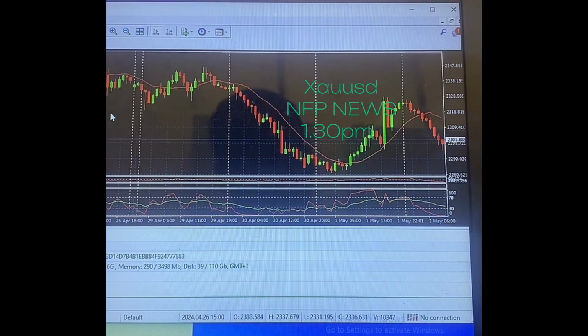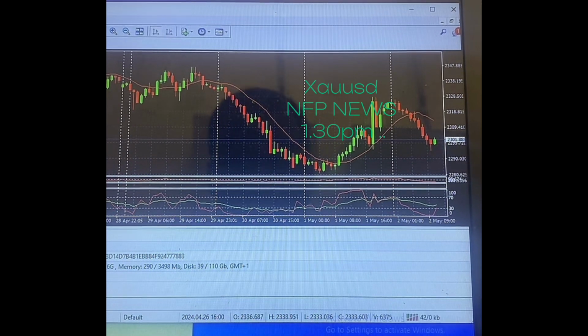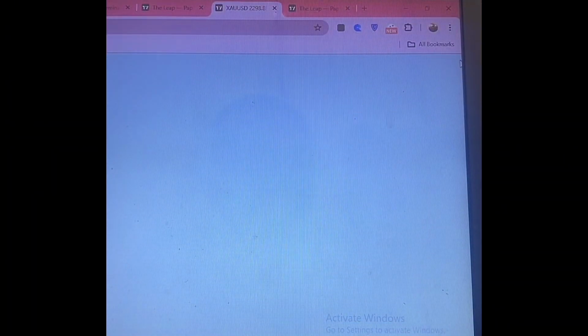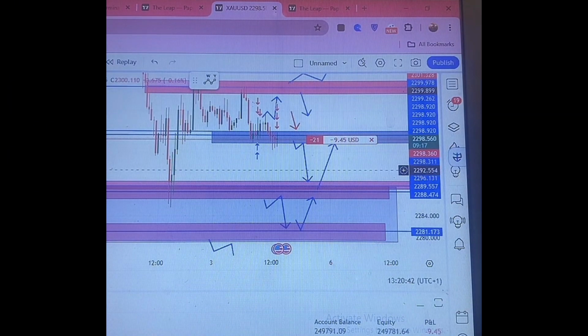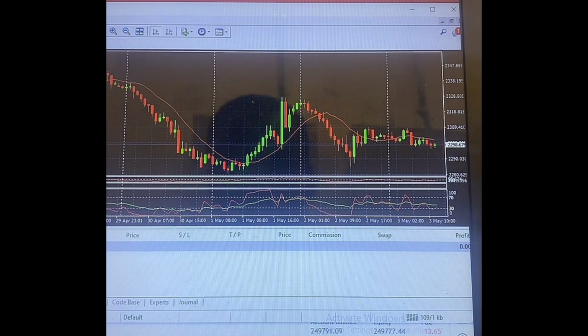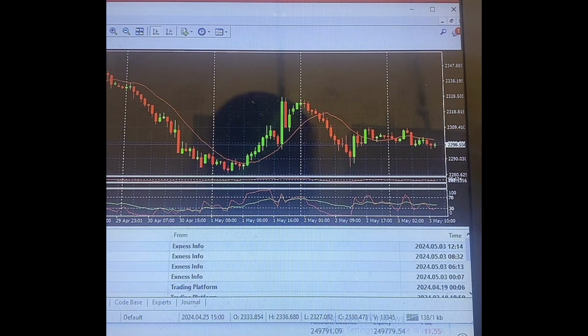So today we want to trade gold USD. I've already drawn some of my analysis and patterns for this trade. Currently we have a support zone here, which I have marked. I'm looking out for a possible breakout, then I sell a little bit.